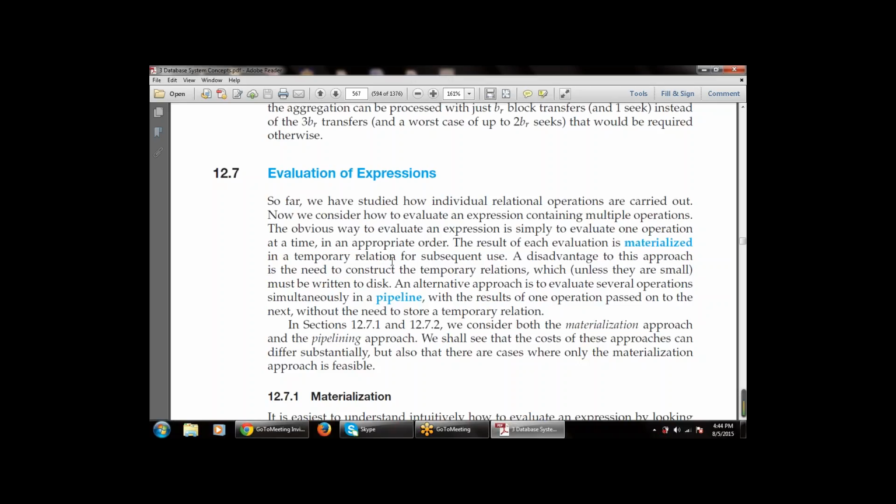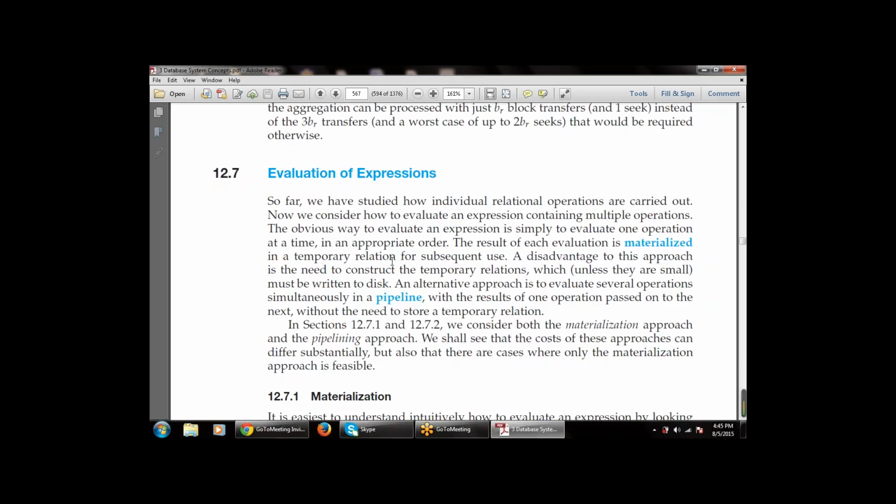In section 12.7.1 is materialization, and 12.7.2 is pipelining. So in both topics we see how to evaluate multiple expressions at the same time, that is materialization and pipelining. We shall also see that the cost of these approaches can differ, but also that there are cases where only the materialization approach is feasible. That is, there are some cases in which the materialization approach is very fruitful.